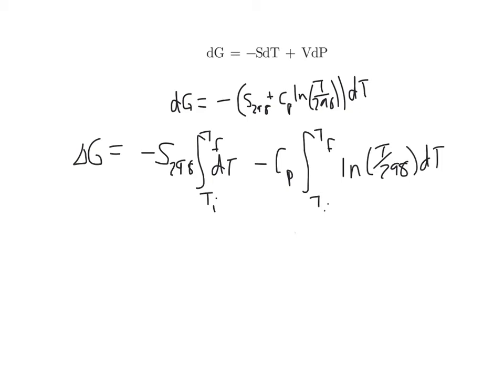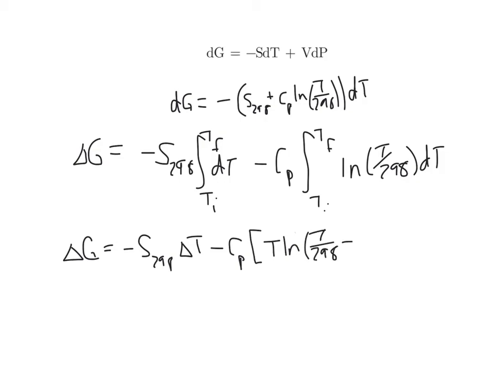The first integral is pretty easy to do because it's just the integral of dT, and so I end up with minus S at 298 times delta T. And then the second integral is a little trickier. If we look this up in a table of integrals, we can see that this is going to be equal to minus C sub P times T times the natural log of T over 298 minus T evaluated from T initial to T final.